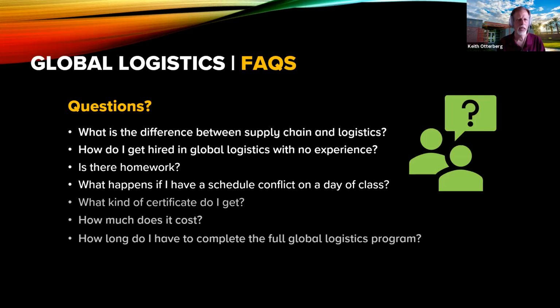What happens if someone has a schedule conflict on one of the days of the class? Sure. Because of the nature of the classes, some of the classes are only 2 Saturdays, some are 4. The last 2 classes are only 1 day. So obviously, if you miss a 1-day class, you will have to take it the following semester, unfortunately.